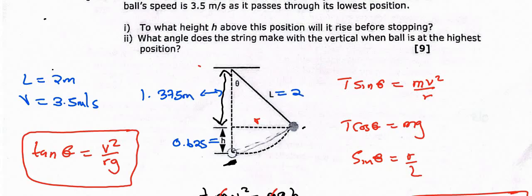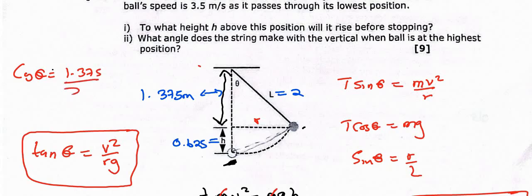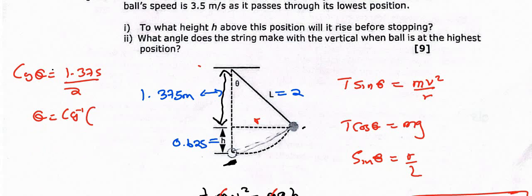So we can now get our, even without getting the radius, because we're looking for theta. Theta is what? We have adjacent and we have opposite, right? So what can give us that? Is it cos? Is it cos theta, which is adjacent? 1.375 over 2. Yeah, so theta is equal to cos inverse of this. So what do we get? 1.375 over 2. So your theta is going to give us what?